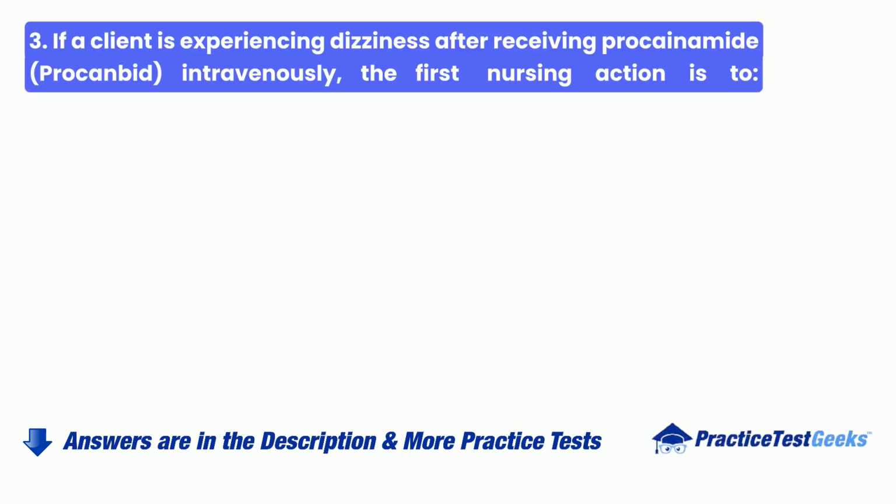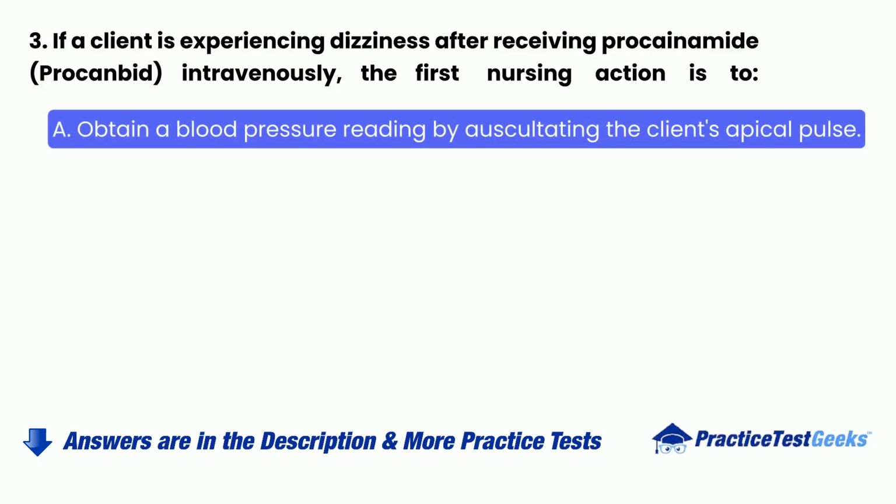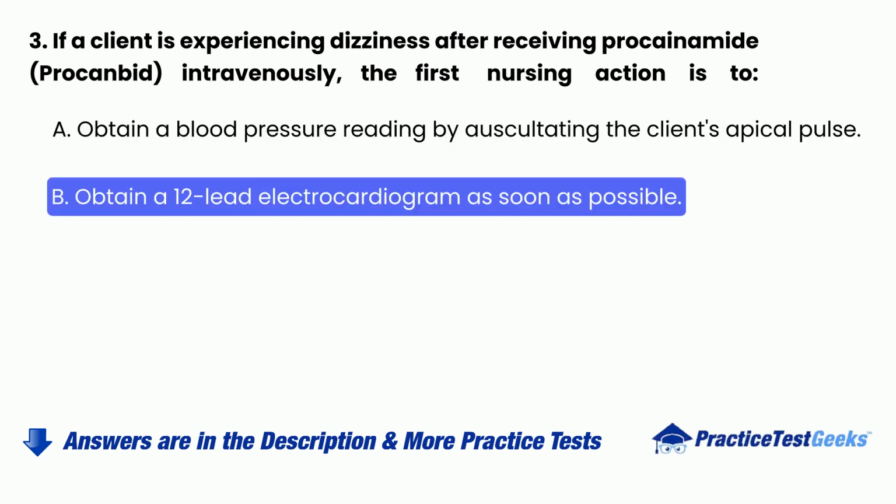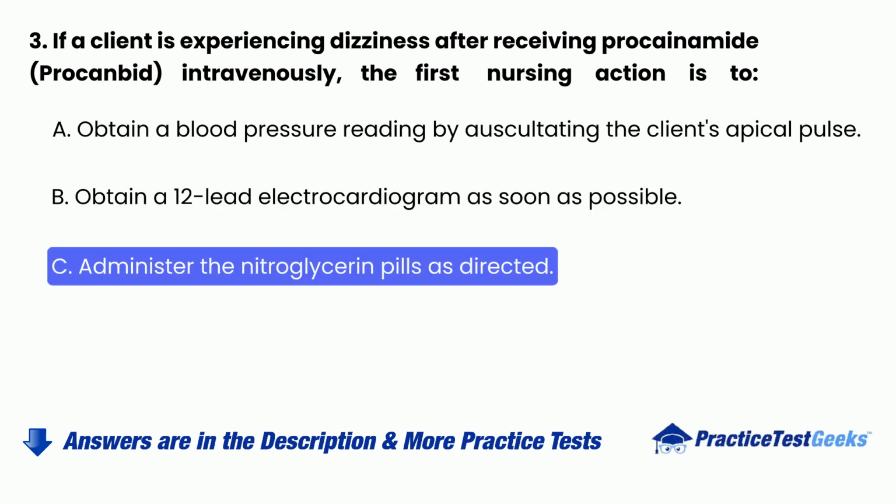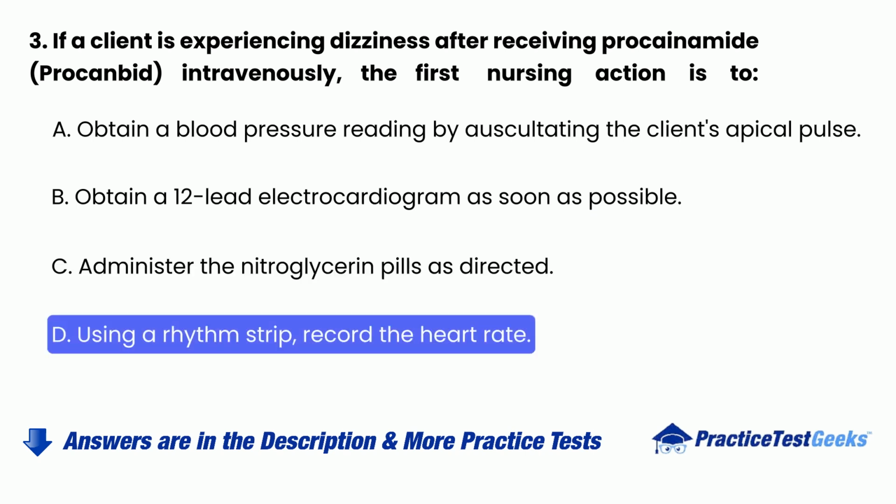3. If a client is experiencing dizziness after receiving procainamide or Procanbid intravenously, the first nursing action is to A. Obtain a blood pressure reading by auscultating the client's apical pulse. B. Obtain a 12-lead electrocardiogram as soon as possible. C. Administer the nitroglycerin pills as directed. D. Using a rhythm strip, record the heart rate.